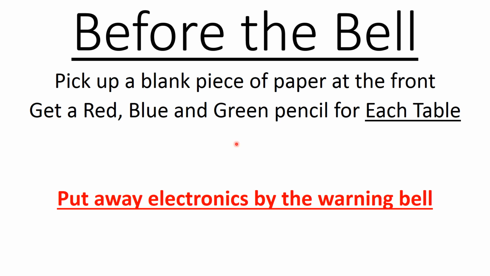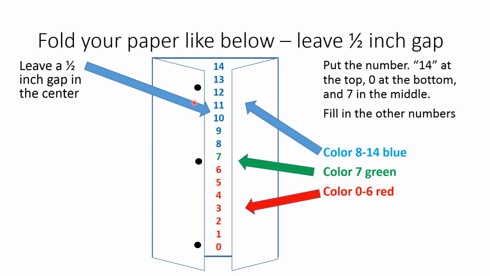Hello. Today we're going to make a foldable for pH. We need to have a red, blue, and a green pencil and a sheet of regular unlined paper. We're going to start by folding the paper.